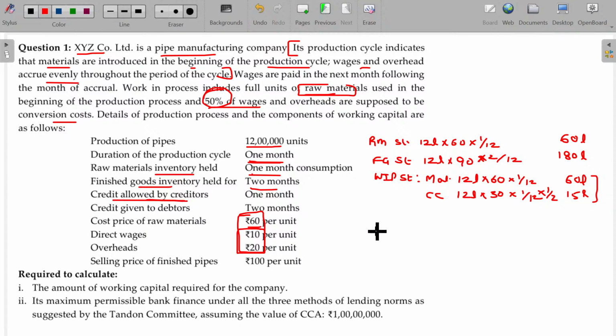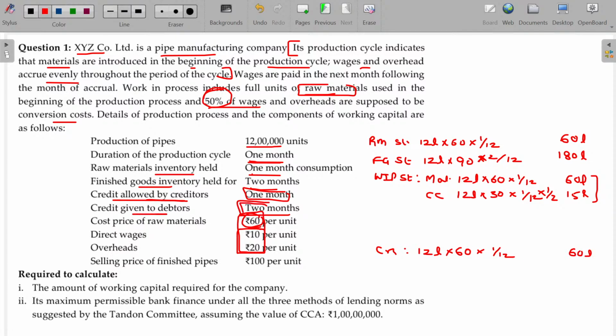Credit allowed by the creditors, 2 months, 1 month. We don't get the sales price, meaning credit purchase and cash purchase details, so we assume the entire purchases are credit purchases only. 12 lakh units, for every unit 60 rupees material purchased. We assume the purchased unit is equivalent to the consumption, and for that payment we made 1 month delayed, so into 1 by 12. What's the value? 60 lakhs.